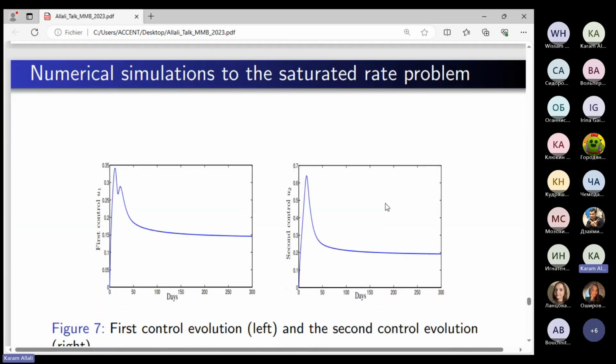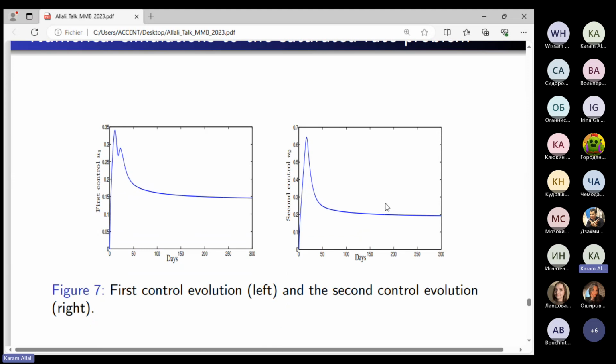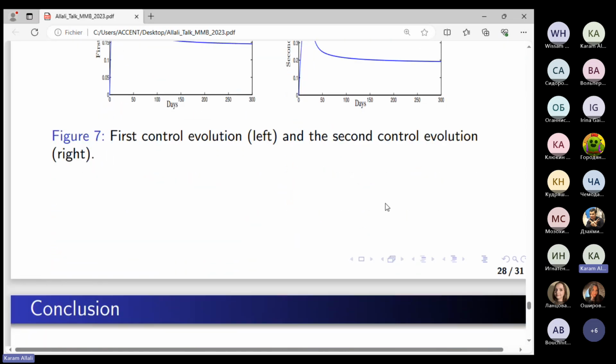This is the behavior of the two controls. Here we can see that the controls are at maximum, taken in increased magnitude during the first days, first months, and after that they decrease until reaching some stabilized value of treatment. It's different from the first study, because in the first study the first control attains the maximum value 1, and however the second one attains value 0. This is very different from the first numerical simulation.